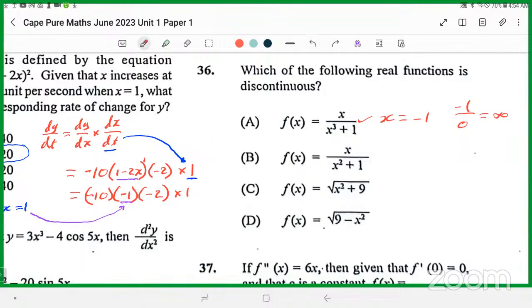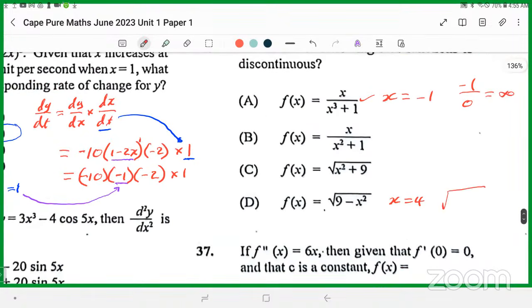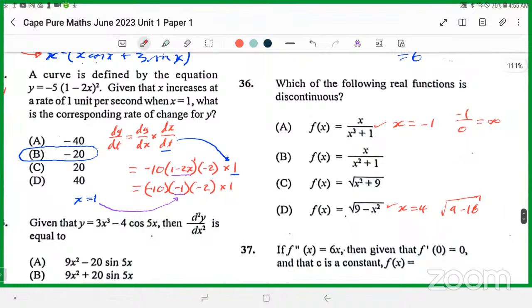Because I can't find the square root of a negative number, so I don't understand why they put this one there. This can be negative. For example, if x equals 4, then you'll be doing the square root of 9 minus 16, which you can't find. This is not real, so this one is supposed to be discontinuous too. This question is kind of funny. It's supposed to be two of them.